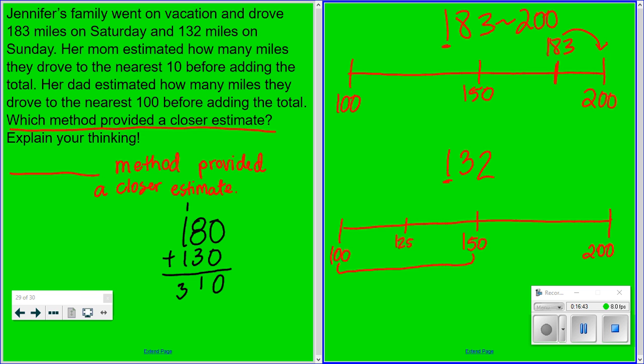So it's actually a little bit closer to 150, right? Yeah. So Brayden said, oh, it's going to go pretty close to 125. Now this is tricky. Where is it going to round to? Which end point is it closer to? Scarlett? It is still closer to 100. We're looking at my ends, 200 and 100. 132 is closer to 100.